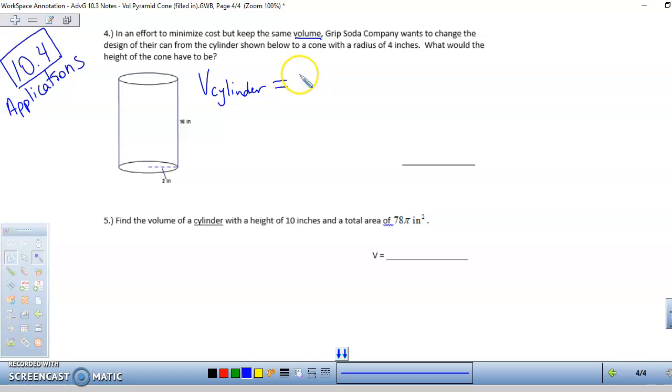So the volume of the cylinder, of course, I'm going to do the base area and then times the perpendicular height. So we're assuming this is perpendicular as a soda can. All right, so I have 4 pi times 16. So that's going to be 64 pi, and that's inches cubed. So here's a good start, right? Now I'm going to reread the question and see what else I can do with this information.